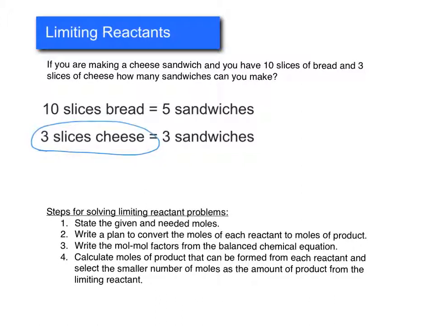And we're basically going to go through the same steps we did in the previous problems, but this time we have to do it twice, once for each of the different reactants that we're given. And then we choose the one that's going to give us the smallest amount of product because we'll run out of that one before we can make more. And that will be our limiting reactant.